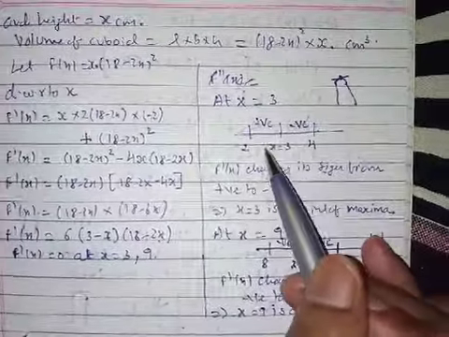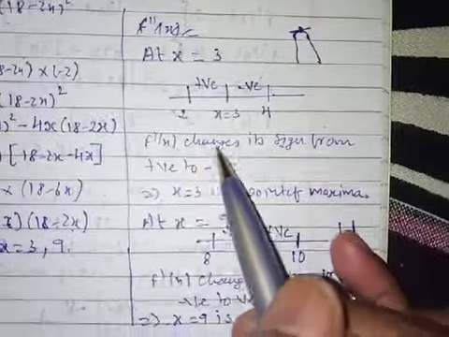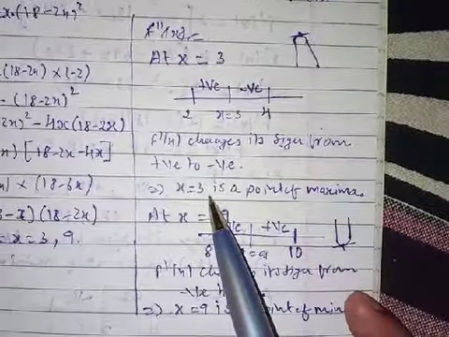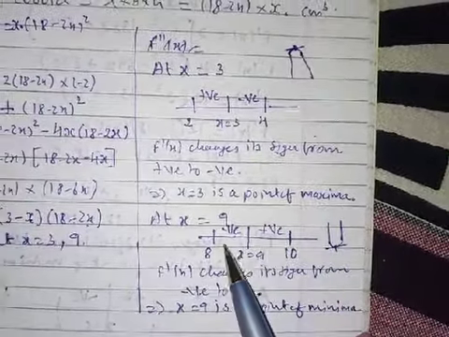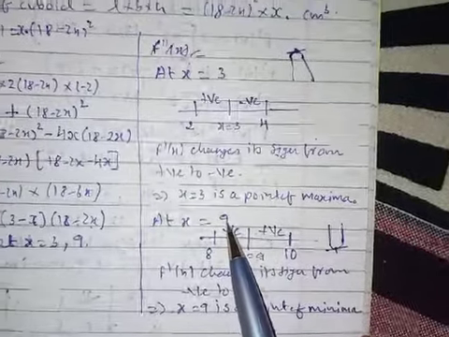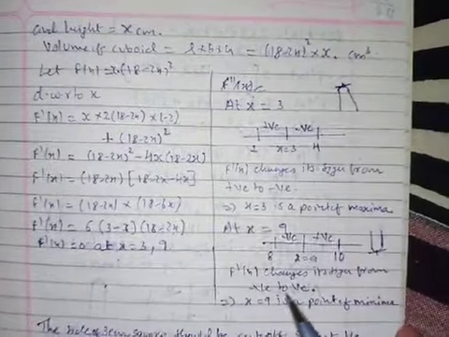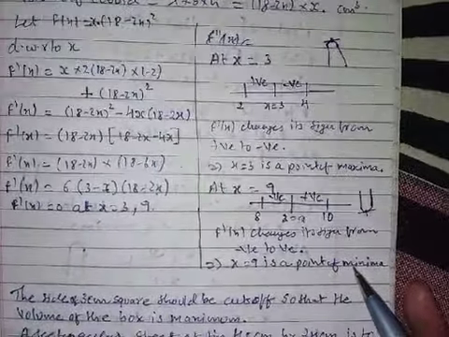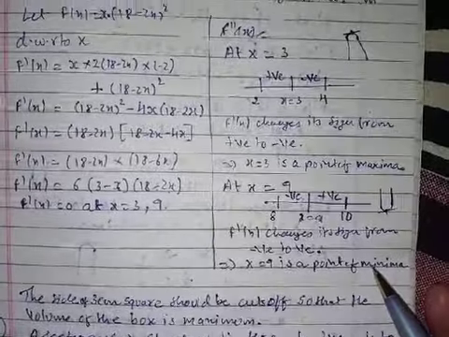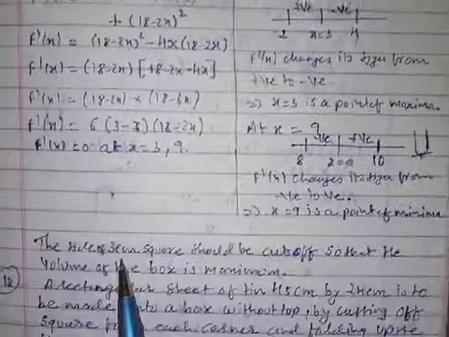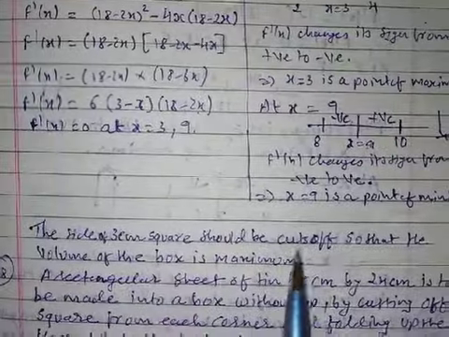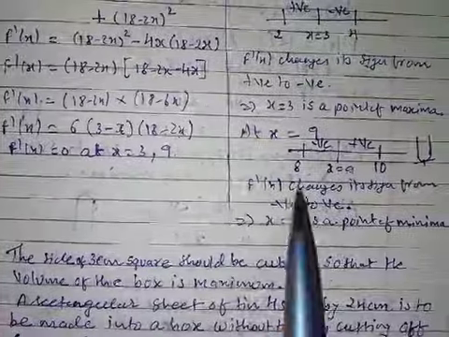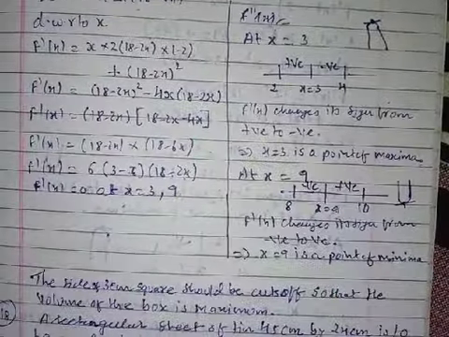If you take x is equal to 3, this is 2 and 4. F dash of x changes the sign from positive to negative. Hence x is equal to 3 is a point of maximum. And it is from negative to positive at x is equal to 9. F dash of x changes the sign from negative to positive. So x is equal to 9 is a point of minimum. Got it? Okay. So the side of the square to be cut off should be 3 centimeters so that the volume of the box is maximum, because when you cut 3 you will get maximum volume.